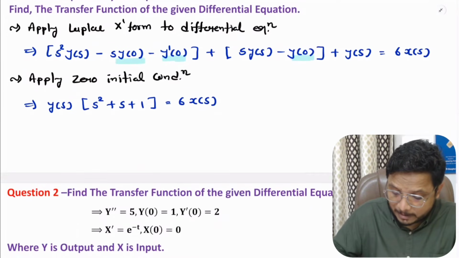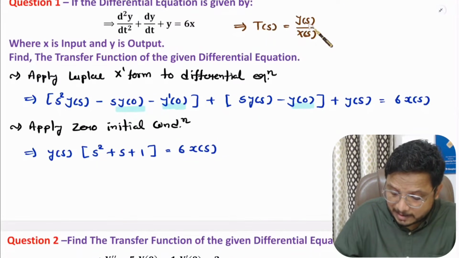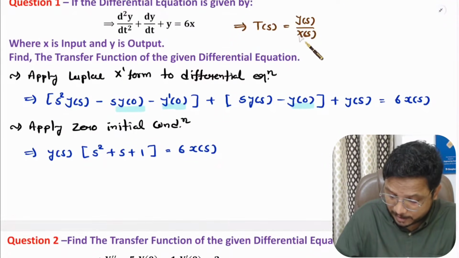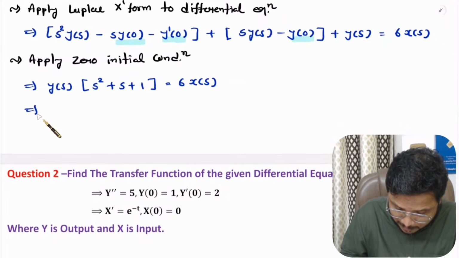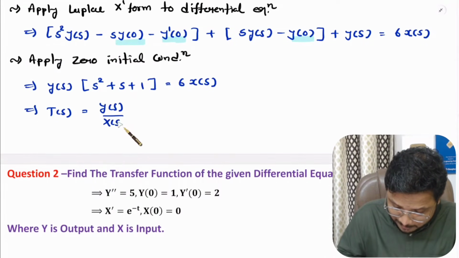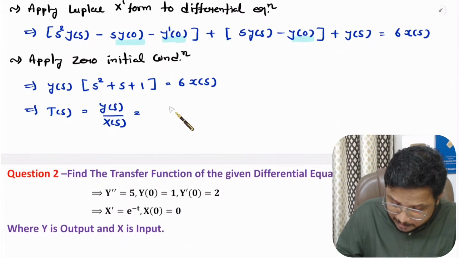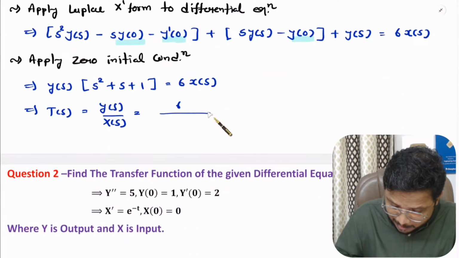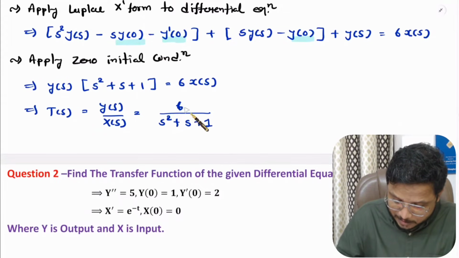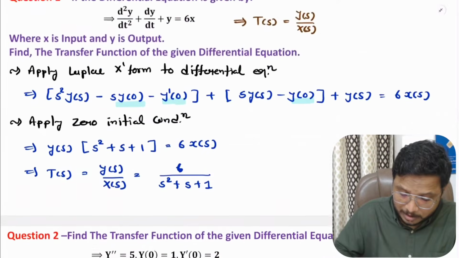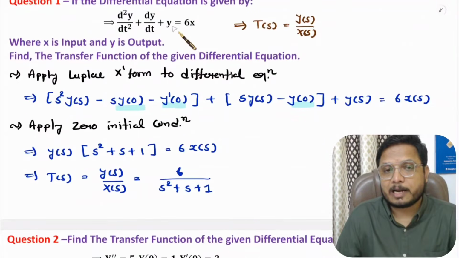And as I have explained, transfer function is the ratio of Y of s by X of s. So to get the transfer function, we take the ratio of Y of s divided by X of s. That will be 6 divided by s square plus s plus 1. So this is the transfer function for this differential equation.